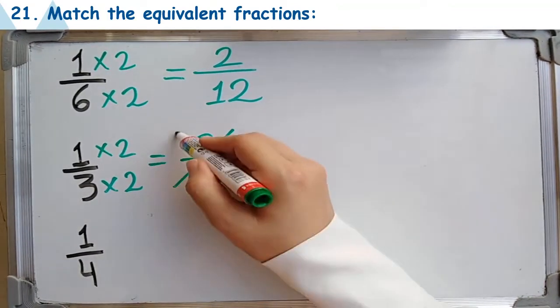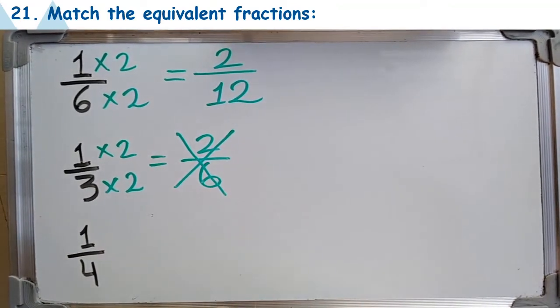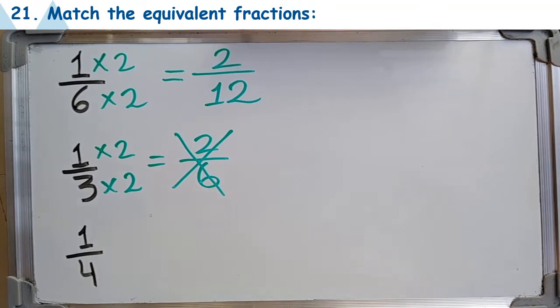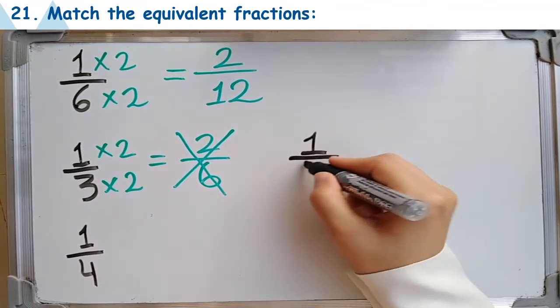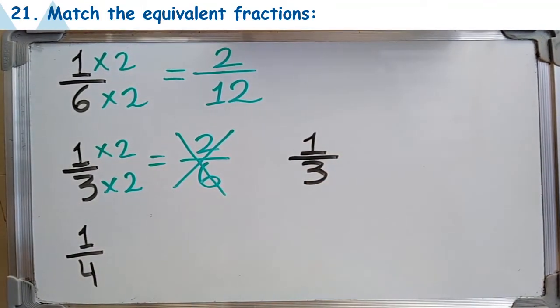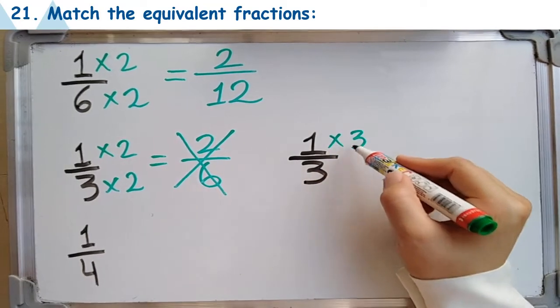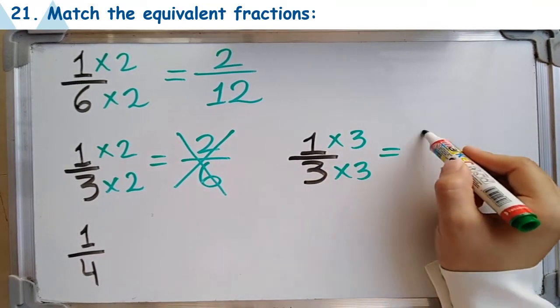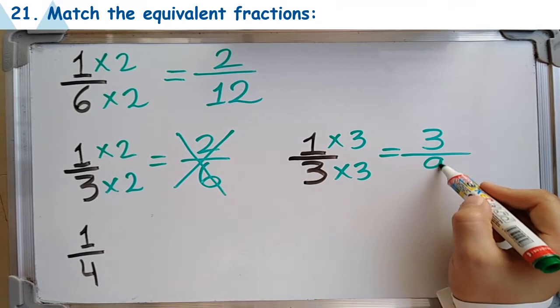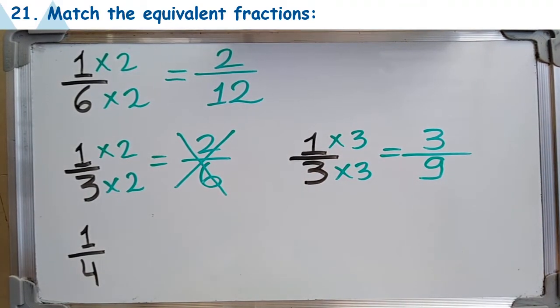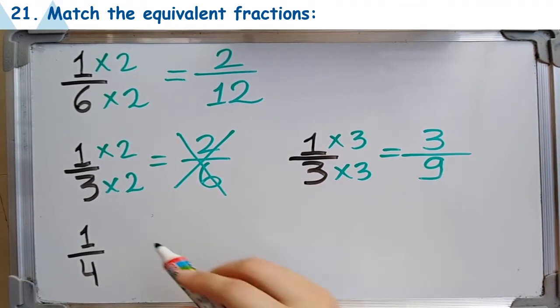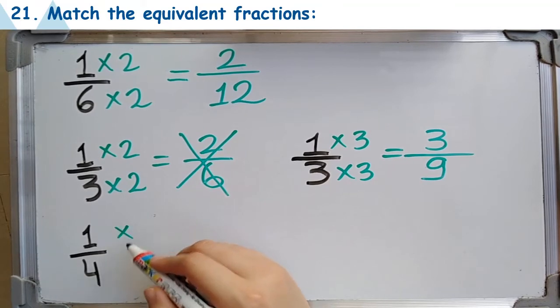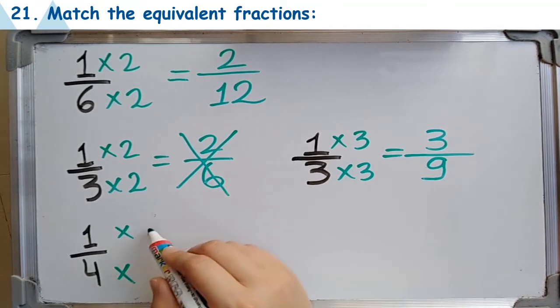But I don't have 2 out of 6 as an option in my worksheet. So I will try to find another equivalent fraction for 1 out of 3. Let us try to multiply 1 out of 3 by 3. 1 times 3 is equal to 3, and 3 times 3 is equal to 9. Oh yes, I do have 3 out of 9 in my worksheet. So I'll connect 1 out of 3 to 3 out of 9.